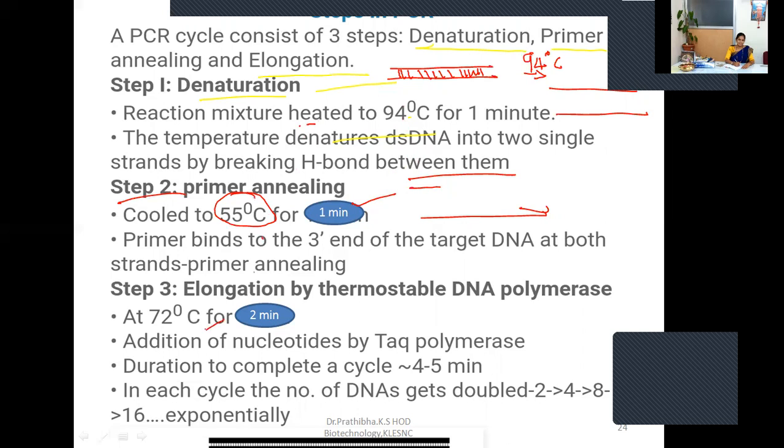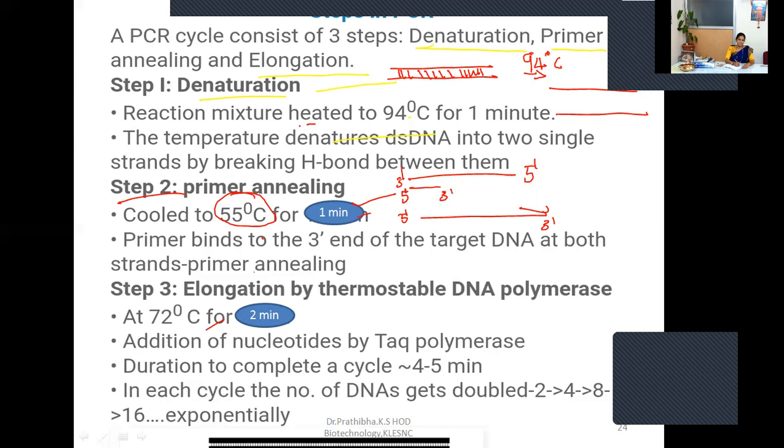Right? The 3' end of the target DNA means, whenever you take any DNA molecule, one end will be 3'. Okay, let us write this as 3', and this as 5'. And the opposite strand, this as 3' and this as 5'. The primers will always be attached to the 3'. If this is the 3', this will be your 5' and this will be your 3'.